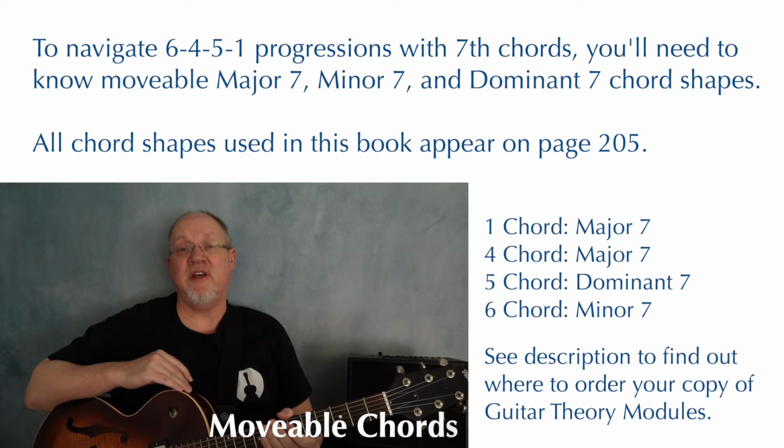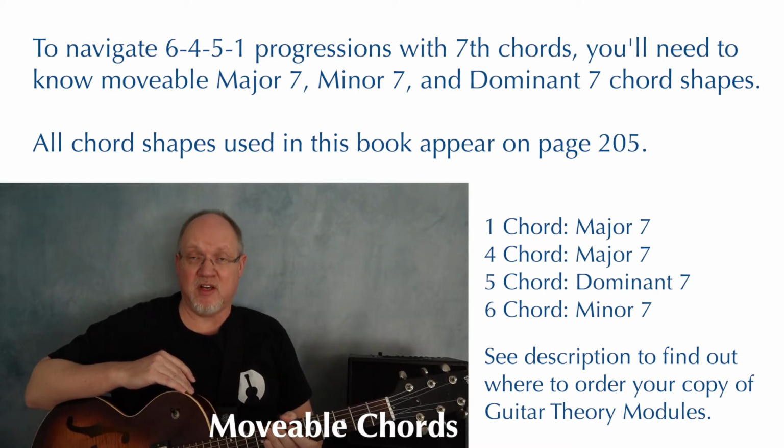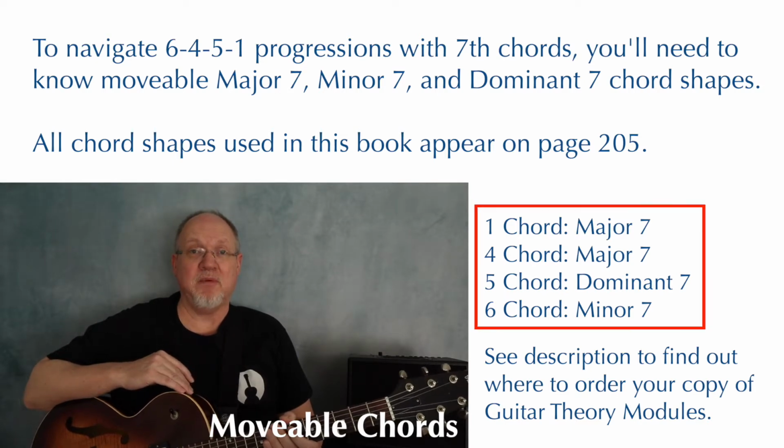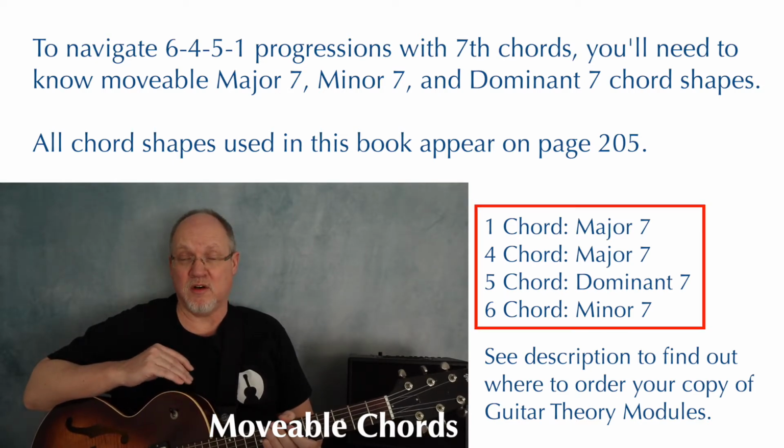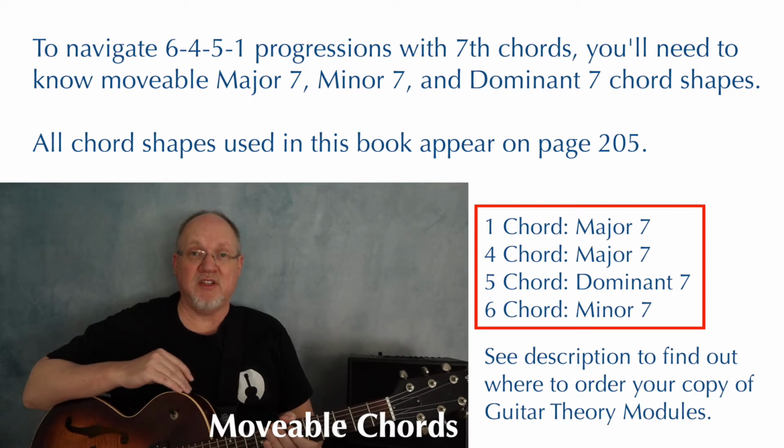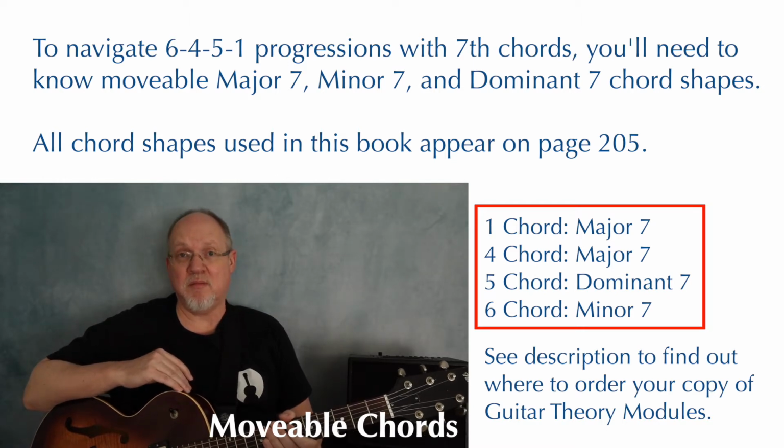For this module, you need to know how to play some movable major 7, dominant 7, and minor 7 chord shapes with roots on the 5th and 6th strings. We're going to be playing major 7 shapes for our 1 and our 4 chord, minor 7 shapes for our 6 chord, and dominant 7 shapes for our 5 chord, or our dominant chord.